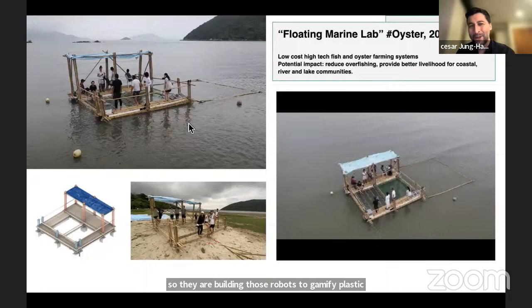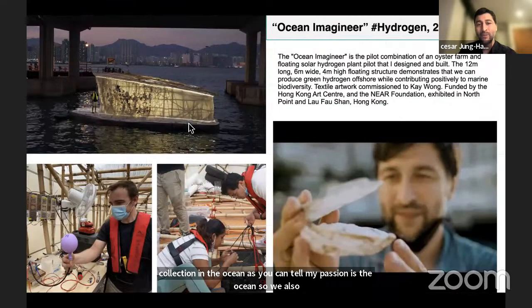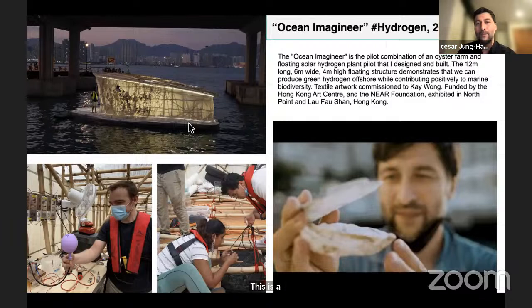As you can tell, my passion is the ocean. So we also work with the local fishermen, developing low-cost farms. This is a more recent project. We built the first floating solar hydrogen production. This is more like an artistic installation. Underwater, we have oyster farms. And inside, we're using the solar panels that we have on the rooftop to produce a very small amount of hydrogen. So this was just a proof of concept. We can produce a tiny bit of hydrogen. We didn't have the permission to compress it, so it is just to prove that we could do that.